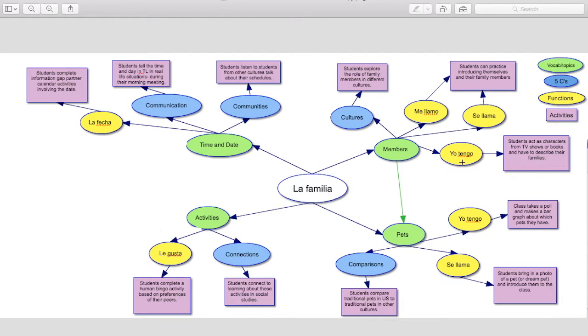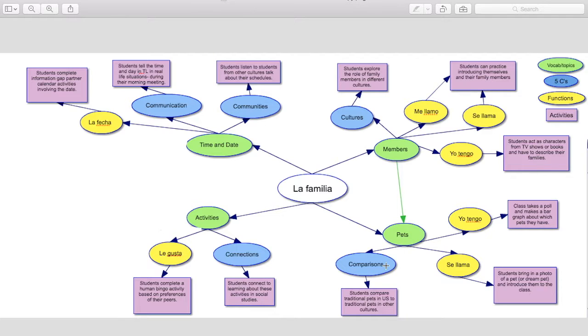They also have the structure yo tengo, so working with the verbo tener, talking about what kind of family members they have, and they might also act as characters from a TV show to kind of prevent them talking about their family if maybe it's a touchy subject. The reason I have this green arrow pointing from members to pets as well as this line for pets is that pets is kind of a separate entity, but some people also consider their pets their family, so they're definitely connected.